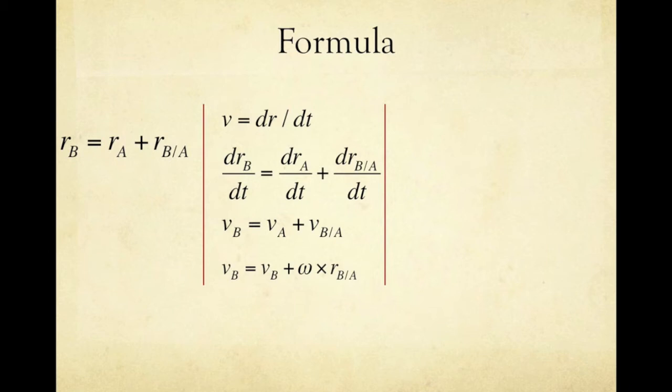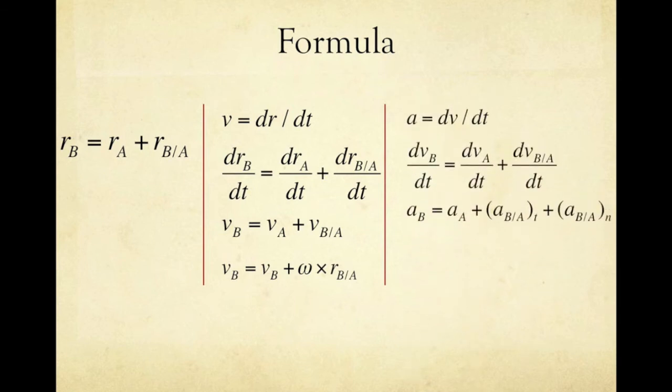Next, we will look at the third equation, which is the acceleration equation. It is the time derivative of the second formula, which is the velocity equation. As you can see, the equation is similar as before, except it is in the acceleration terms. However, this time, we divide the acceleration of B with respect to A into two terms, which are the tangential and normal.